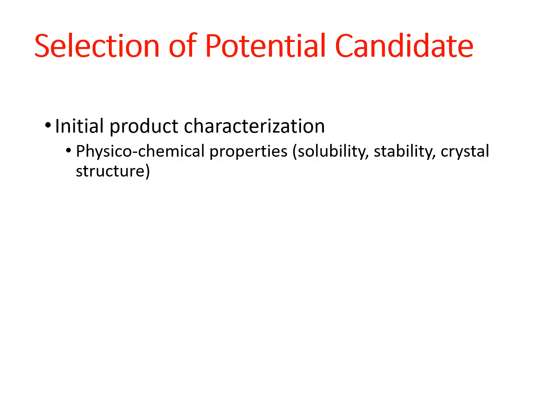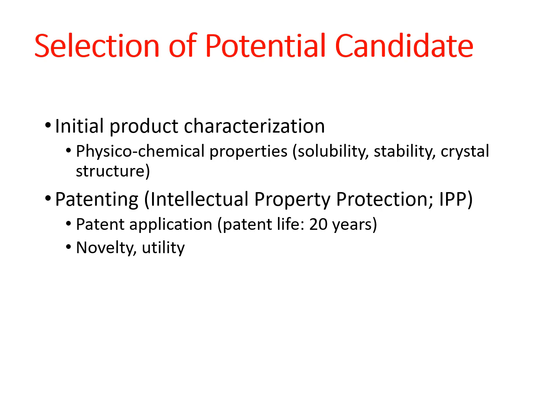When a potential drug candidate is discovered, it is also characterized, meaning its physicochemical properties such as solubility, stability, or crystal structure are determined. These are important properties which affect their action in the body, also their ease of manufacturing, and their shelf life. The pharmaceutical company will also apply for a patent for the compound to protect their intellectual property. Patents can be filed based on novelty for new compounds or utility, such as a new use for an existing compound.